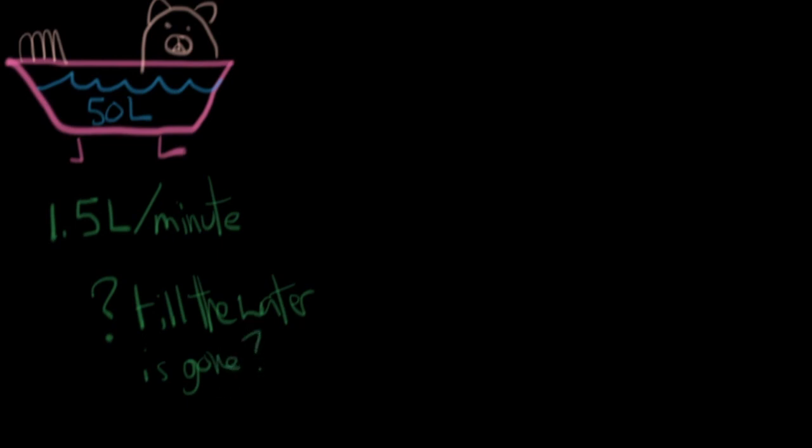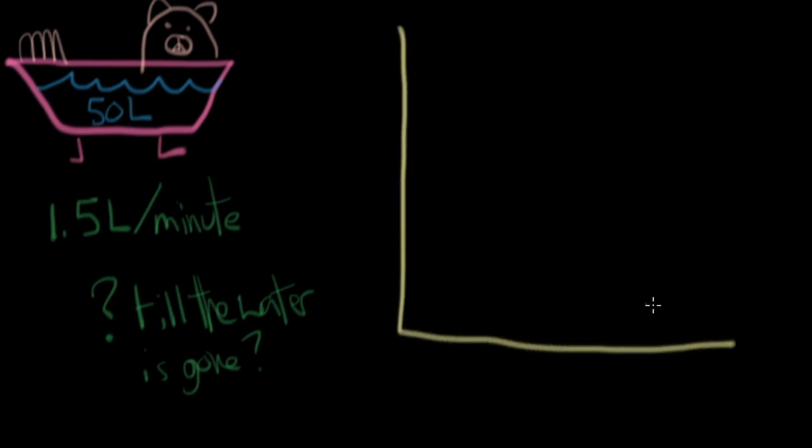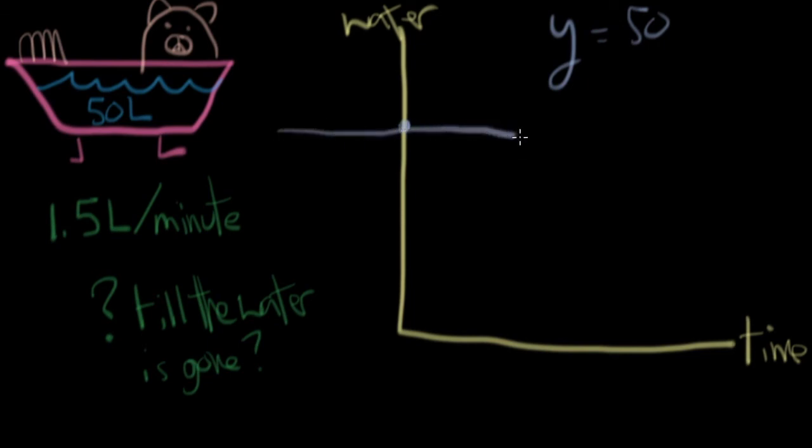Okay, well, what would a graph look like? A graph would probably look something like this. Obviously, this is going to be our time, and this would be our water. And we already have one equation, of course, y equals 50. So you'd find 50 on the y-axis, and then you just draw a straight line, and that's all of our water. And now I want to know how many minutes until all the water's gone.